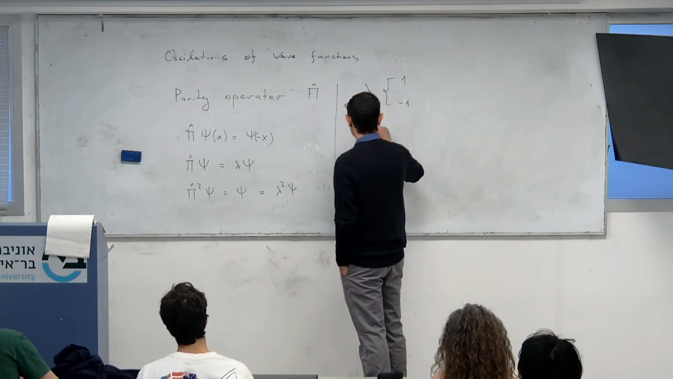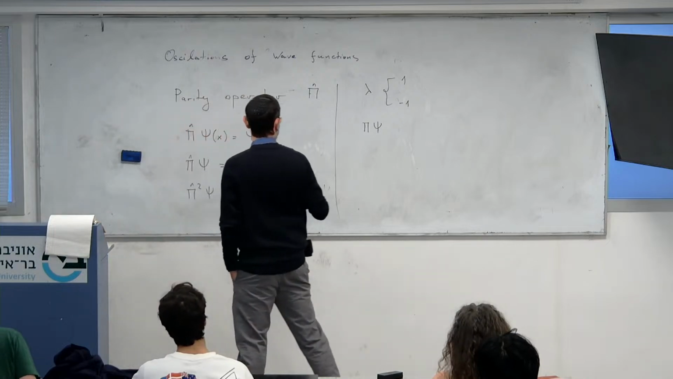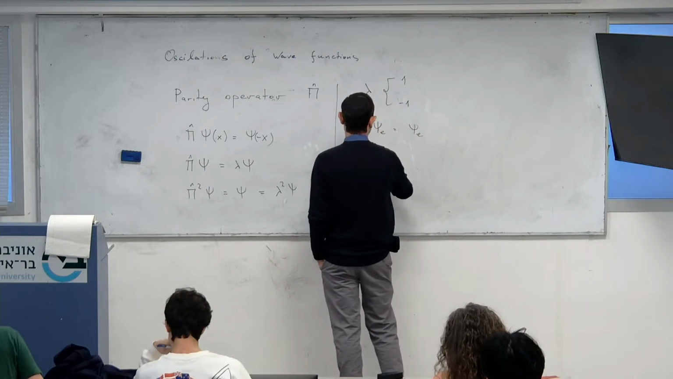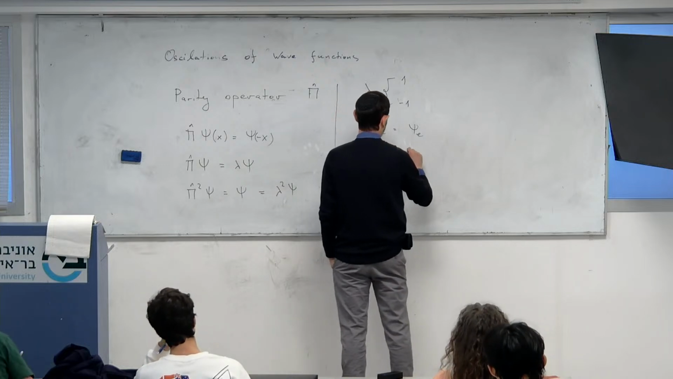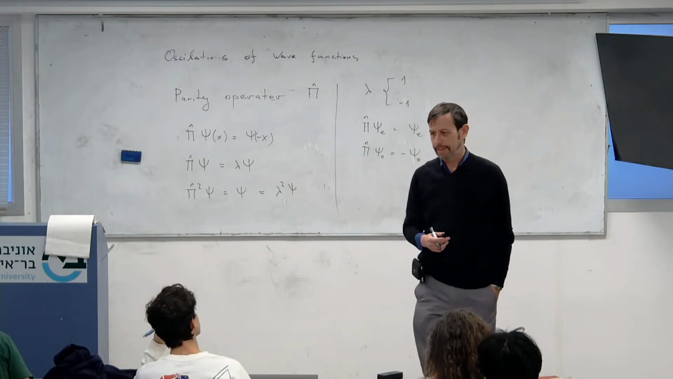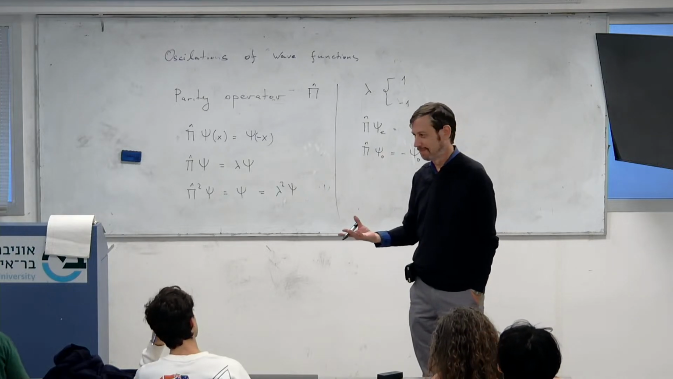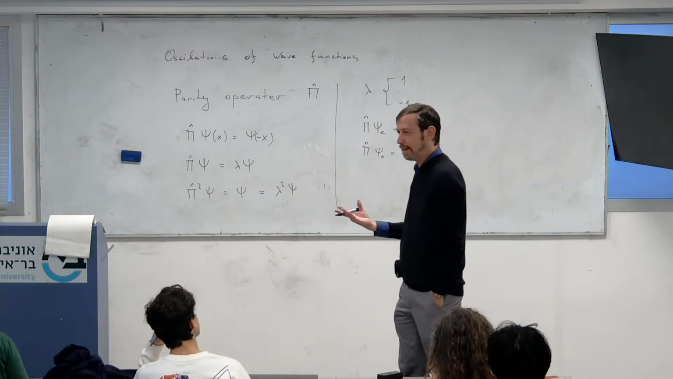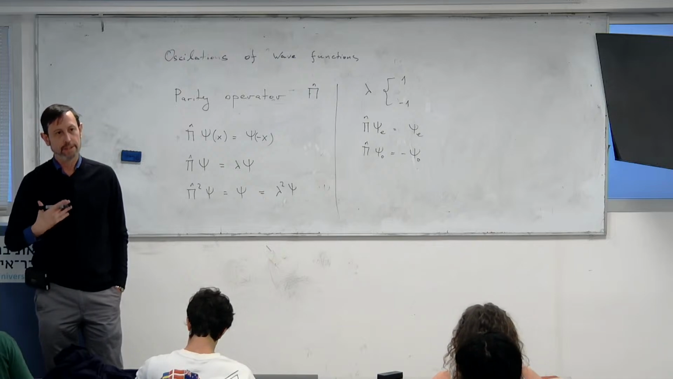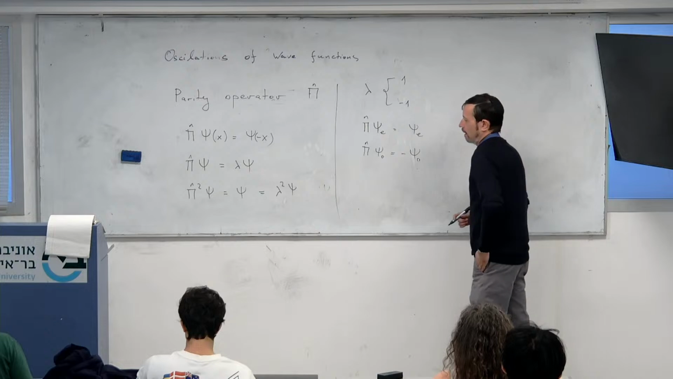Well, by definition, back to 11th grade mathematics, you have even and odd functions. An even function is a function with parity corresponding to an eigenvalue of 1. And an odd function is one that corresponds to an eigenvalue of -1.